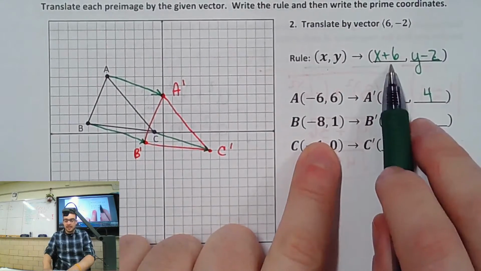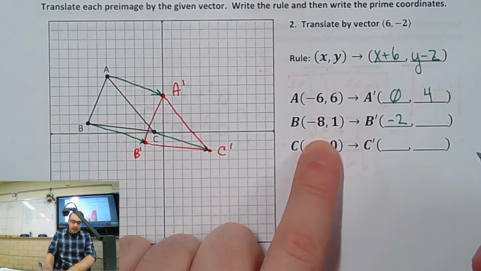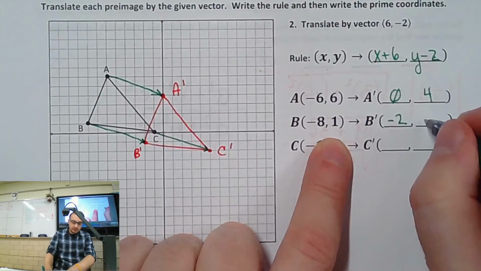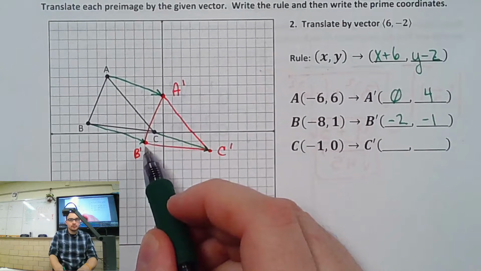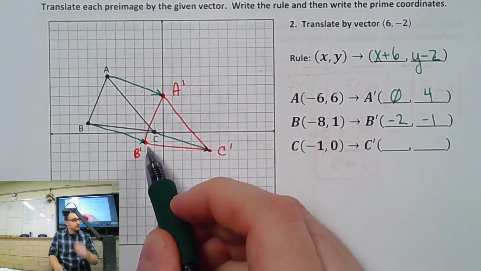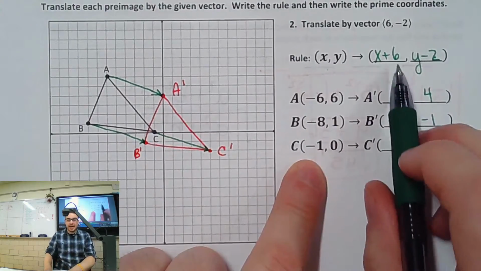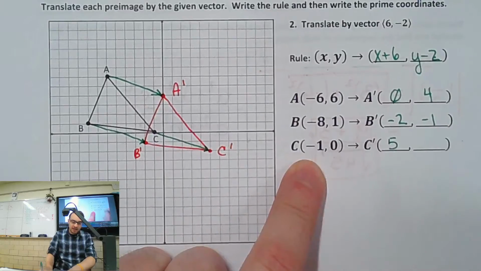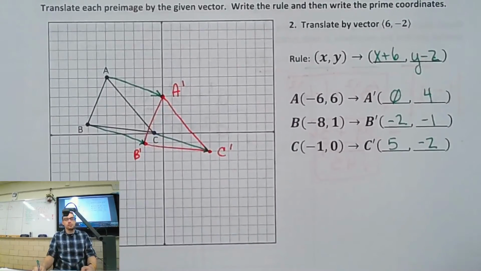If I'm at -8 and I add 6, where am I at now? -2. If I'm at 1 and I subtract 2, I'm at -1, and look, B is at -2, -1. That's crazy, right? Is it going to be like this on the test? Yeah. Oh, Betsy. -1, add 6, 5. 0, minus 2, -2. 5, -2 is where C is, right?